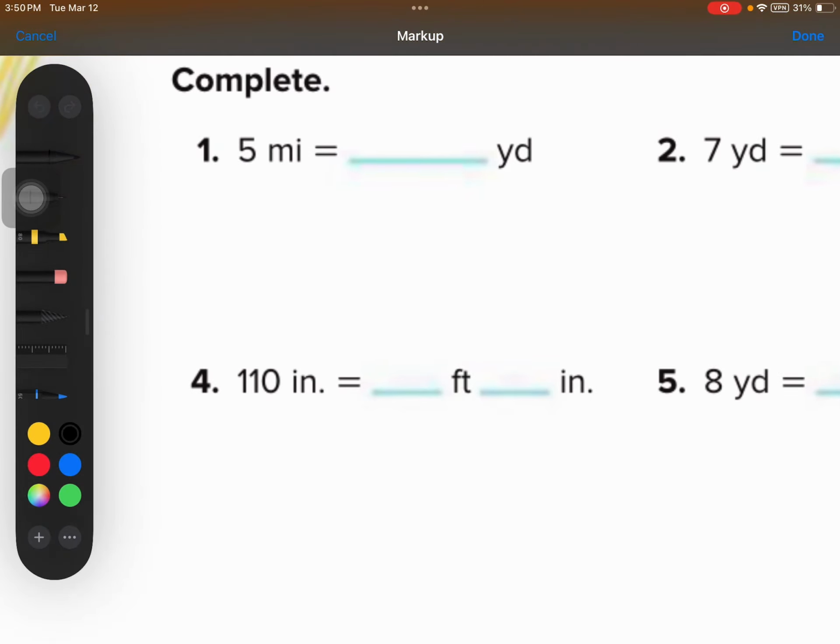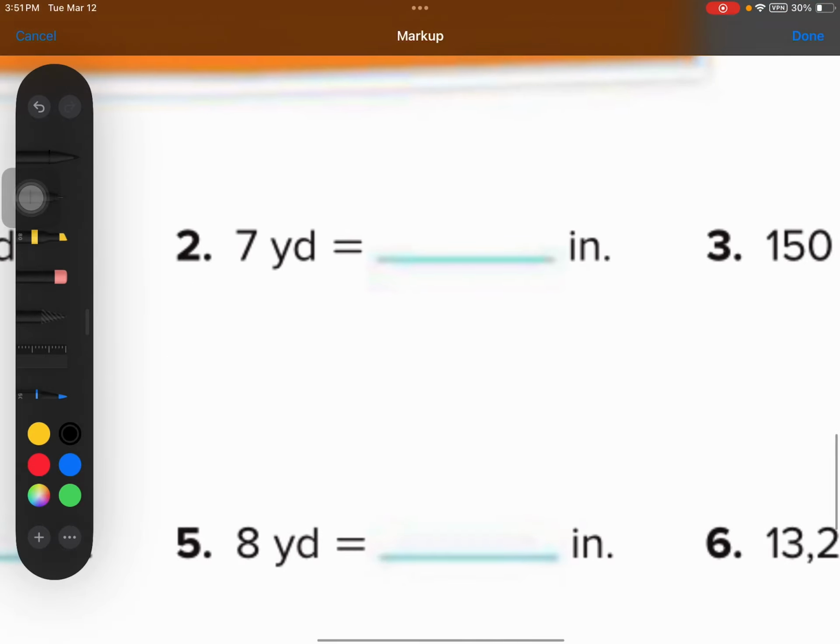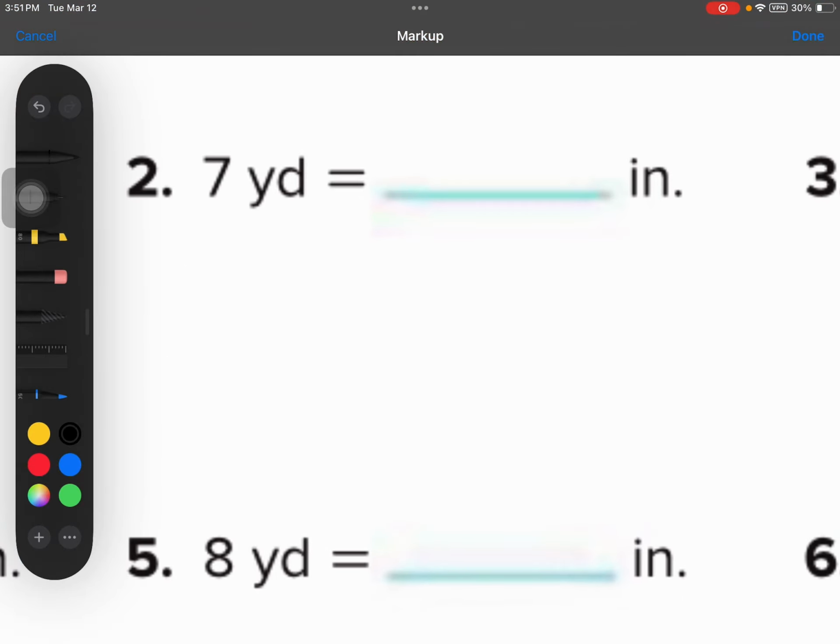Okay, number 1, we have 5 miles. We're converting to yards. Now remember, every mile has 1,760 yards. So we have this times 5 miles. So let's do our work. 5 times 0 is 0. 5 times 6 is 30. 5 times 7 is 35, 36, 37, 38. 5 times 1 is 5, 6, 7, 8. So our answer is going to be 8,800 yards.